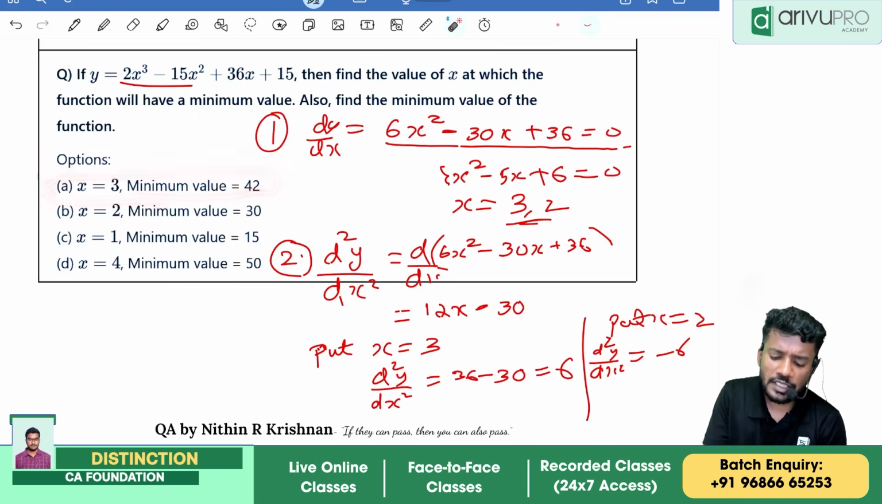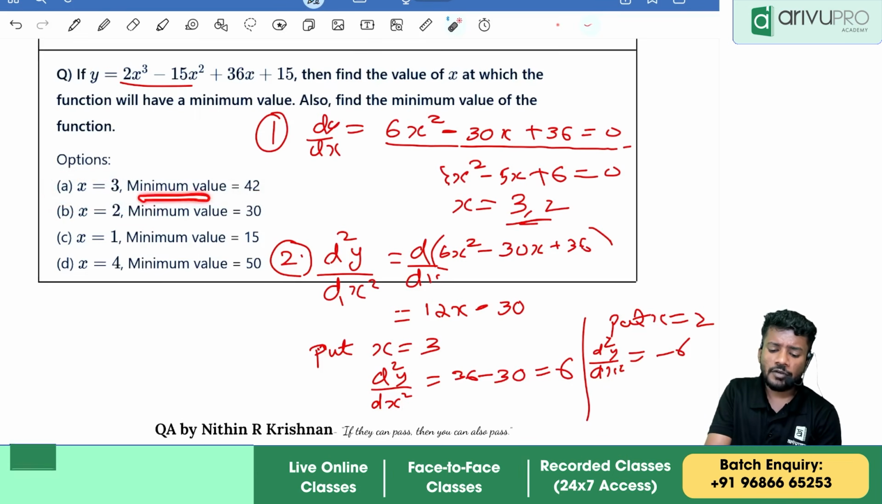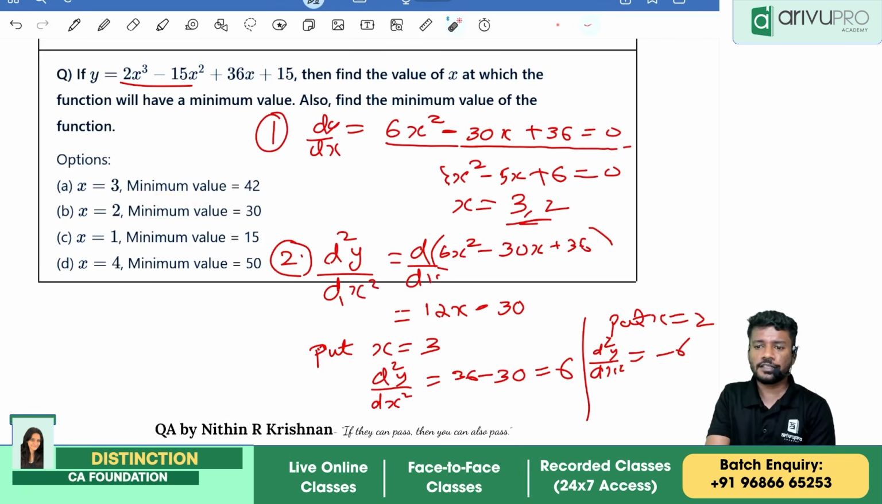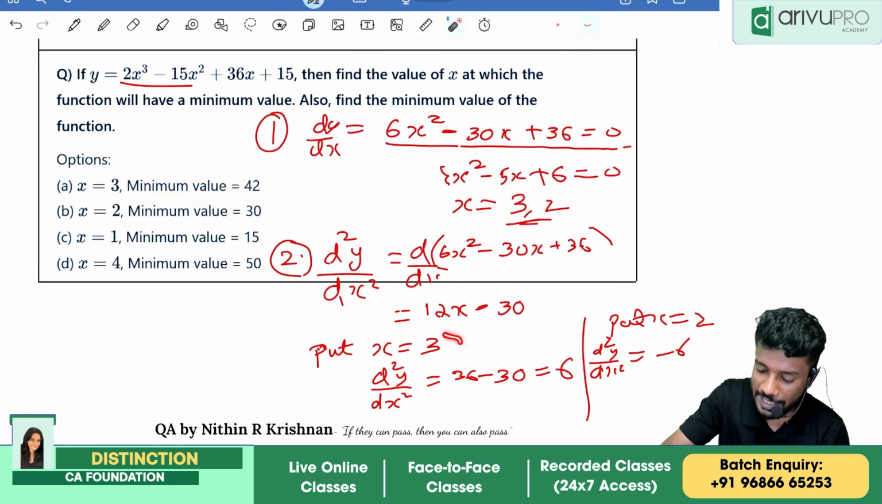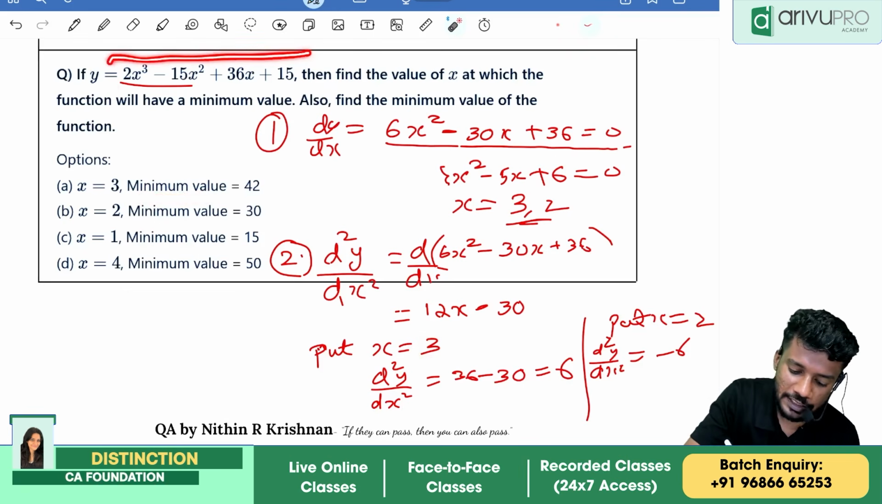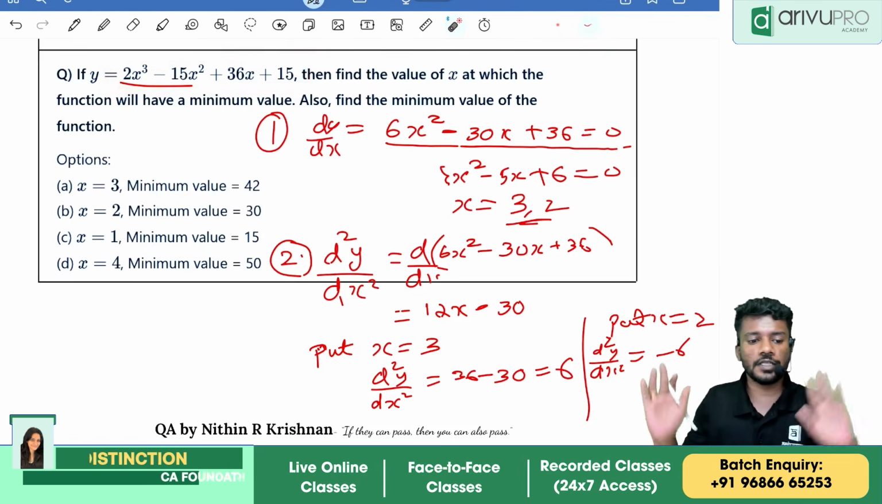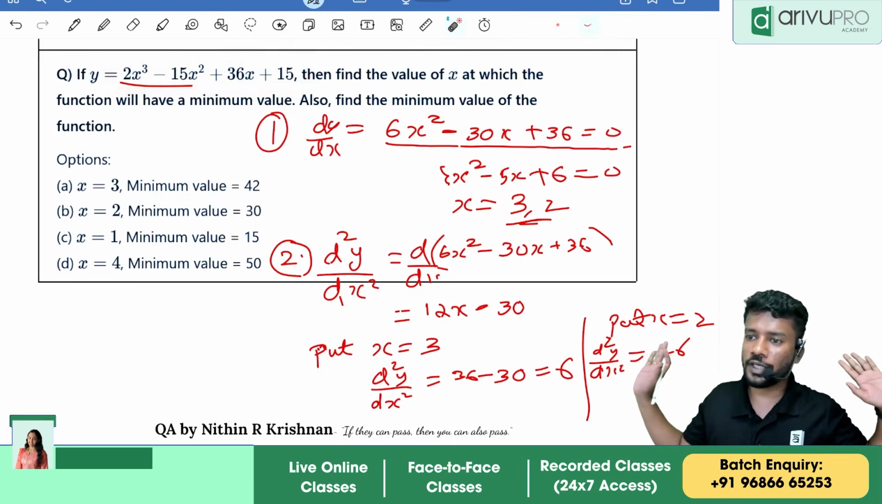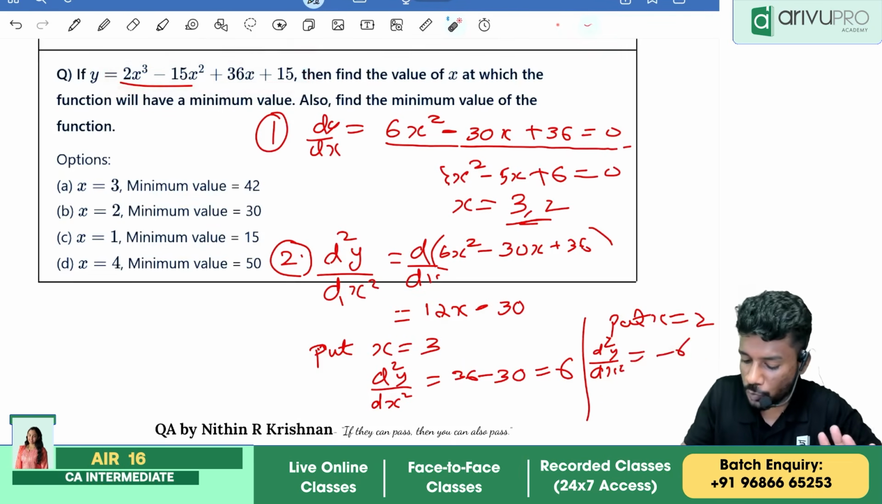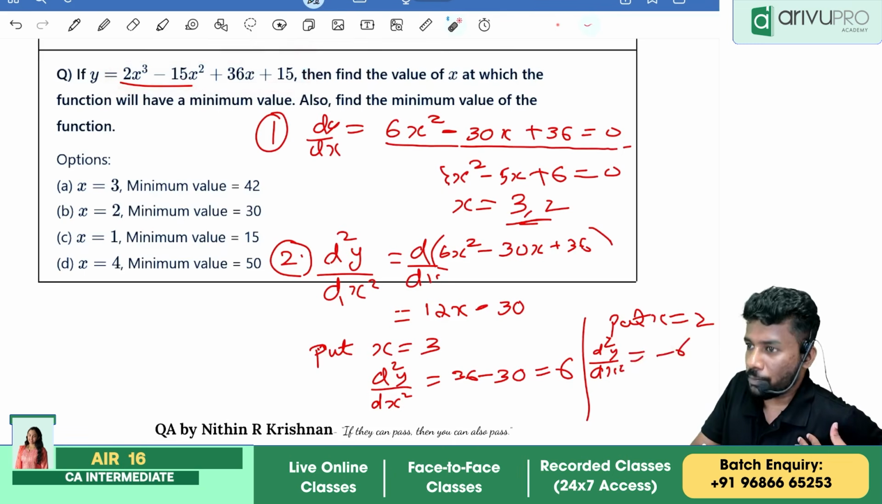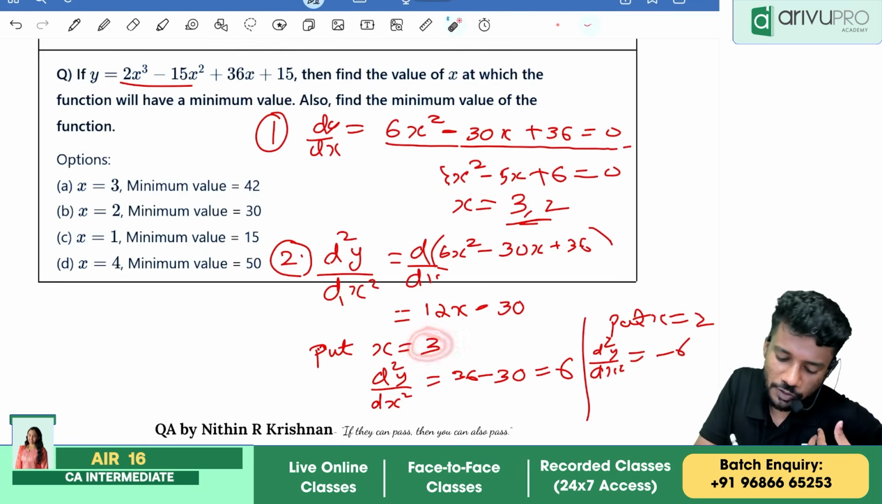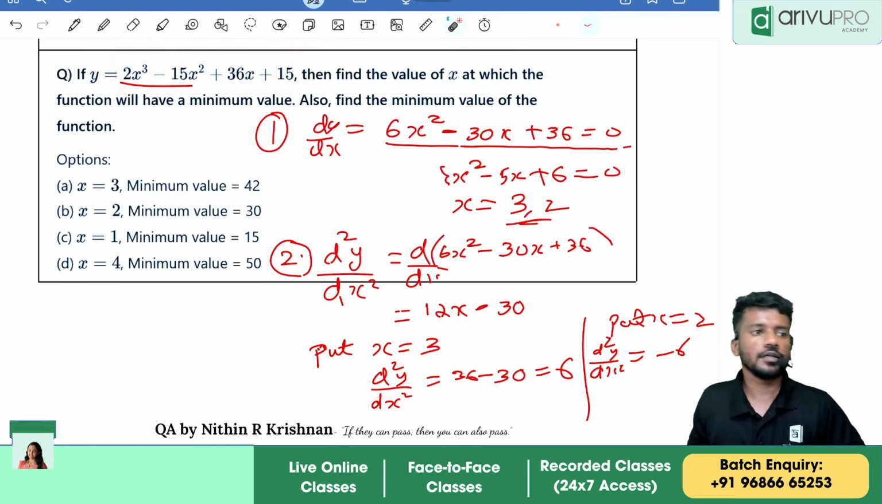But there is something else written over here: minimum value. How to find that? We should put x is equal to 3 in the main equation. Substitute there, and you will get the answer. Minimum value means what? When we find the point of minimum, substitute that over here, and you will get the minimum value.